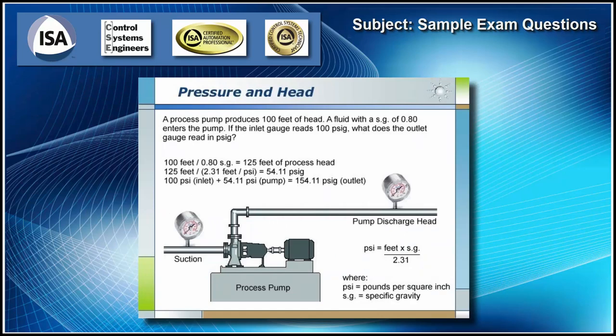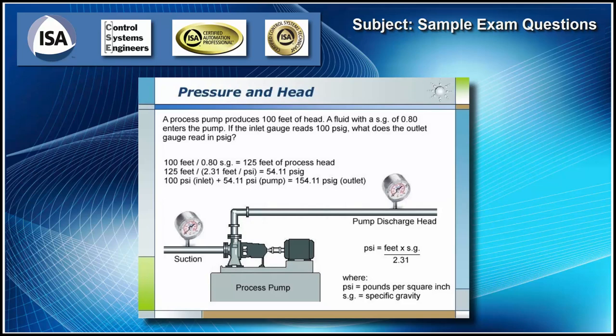Now, you may have a question on pressure and head with a pump and process lines. So in this question here, it says a process pump produces 100 feet of head, and a fluid with a specific gravity of 0.80 enters the pump. If the inlet gauge reads 100 PSIG, what does the outlet gauge read in PSIG?